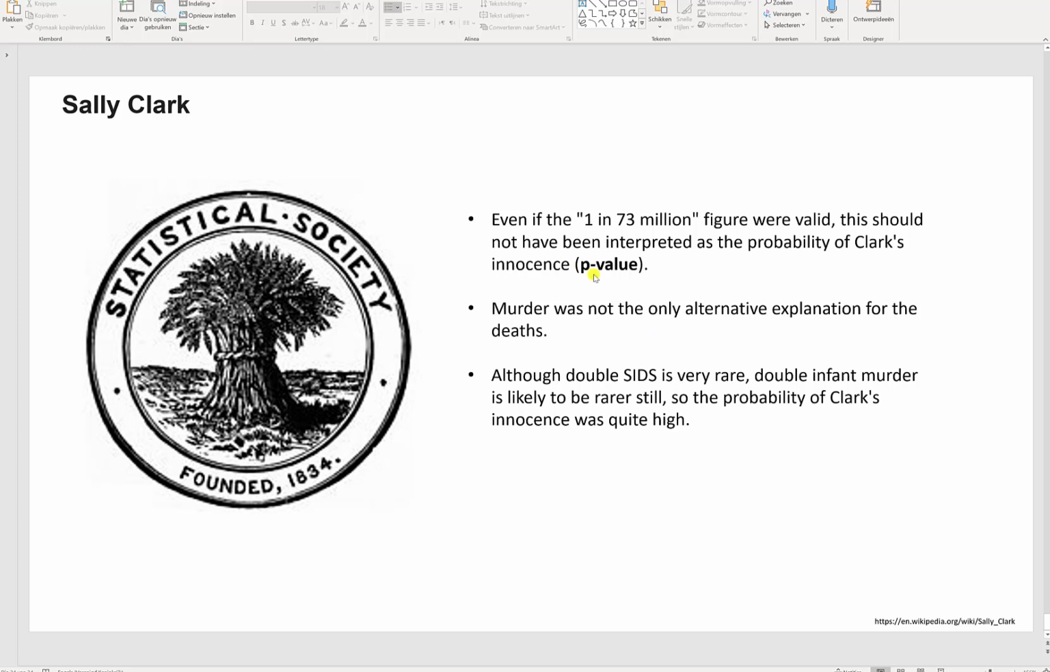And then there's the fact that they considered murder as an alternative explanation for the deaths, but there could be other alternative explanations which were not investigated. And finally, and I think that's also a very good point, although double cot deaths are very rare, double infant murder is likely to be even rarer, right? So the probability of Clark's innocence was actually quite high. If you follow the same reasoning as they did for the double cot deaths, and do that for the double infant murder, then it would be obvious that the innocence was very high.